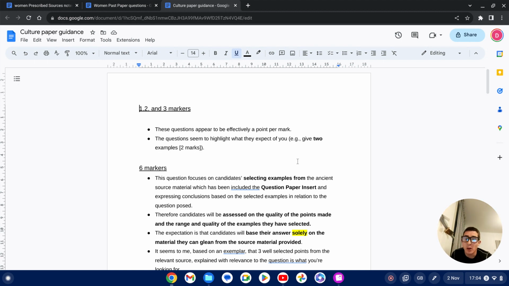So, on your literature and culture paper, you'll get 1, 2, 3, 6, 8 and 12 markers, and in terms of the weights, in terms of how your answers are going to be, your 1, 2 and 3 markers are basically going to be a point per mark. And we'll look at these examples, but actually I'm not sure we do, because I think we focus specifically on prescribed sources in the next part, but that basically will tell you what you need from them. So it'll say, for example, give 2 examples for a 2-mark question. So that's basically your AO1.